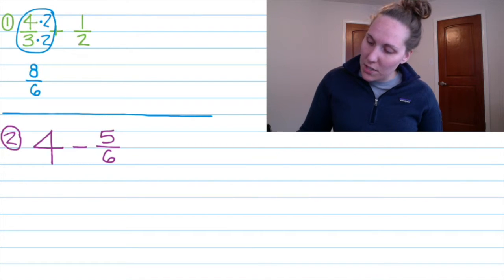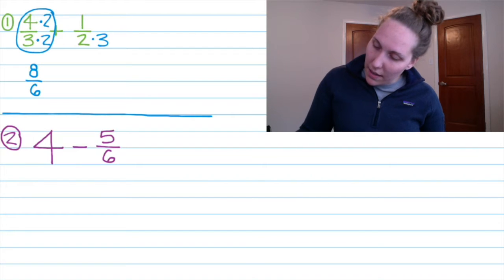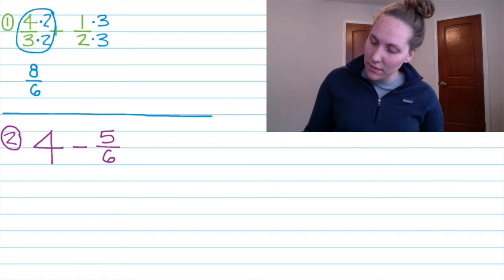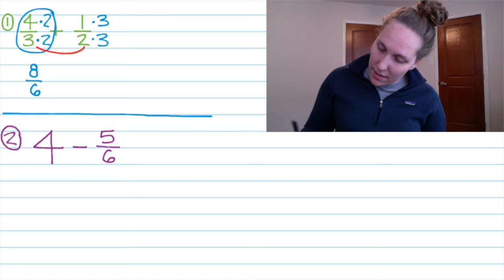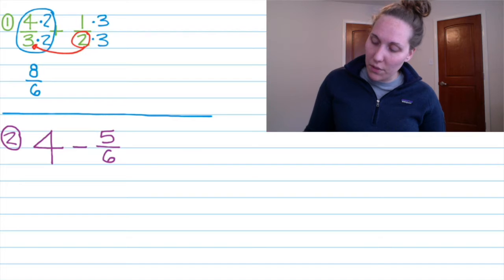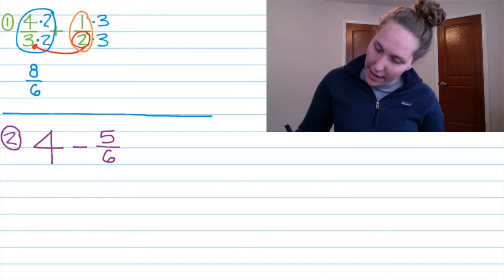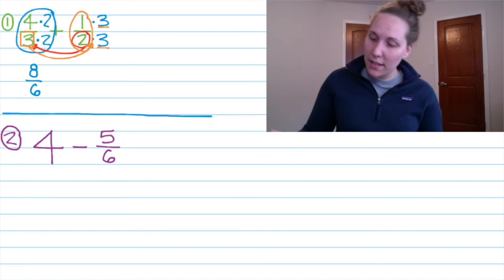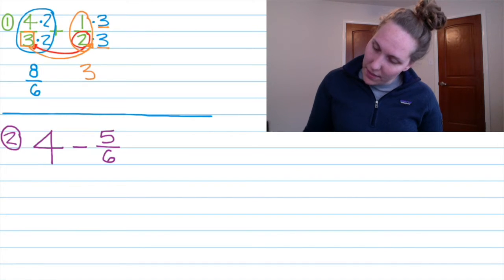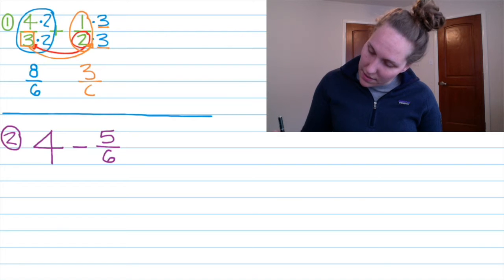So we're going to multiply 2 times 3, and again, whatever we do to the bottom, we also have to do to the top. So all I did here was multiply this fraction, 4/3, by the denominator that was over here, which was 2. And then I multiplied this fraction, 1/2, by the denominator that was here, which was 3. As you can see, I multiplied by 3 for both of these. So now I'm going to rewrite this fraction here. 1 times 3 is 3, and 2 times 3 is 6.